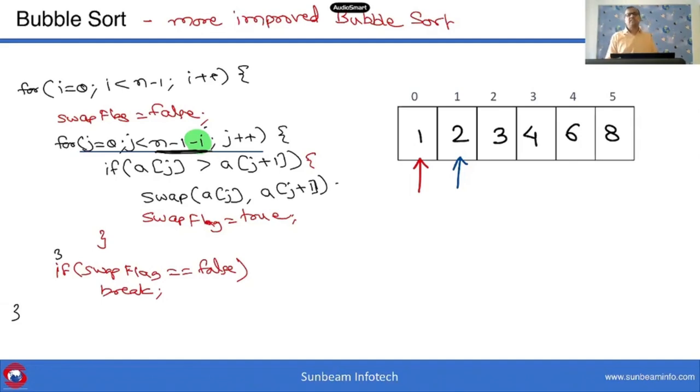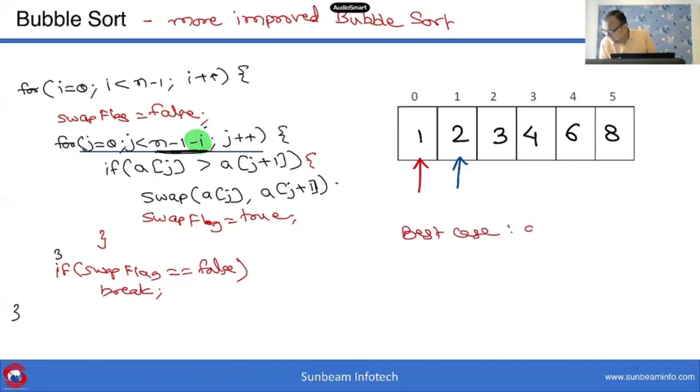Only 5 iterations, that's it. The inner loop, at least once, you will have to do all the iterations, if your array is already sorted. And this is nothing but you can consider it as a best case.